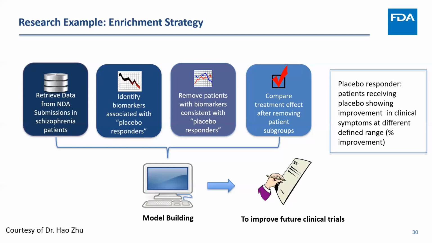define that subgroup as a placebo responder cohort, and we try to remove the placebo responder cohort, because in the clinical trial, the treatment arm and the placebo arm are pretty balanced, right? If you remove a small population in the placebo arm, you can remove the same population in the treatment arm, right? Then you can do a post hoc analysis, right? And you can see, can we improve something if we remove some placebo responders?